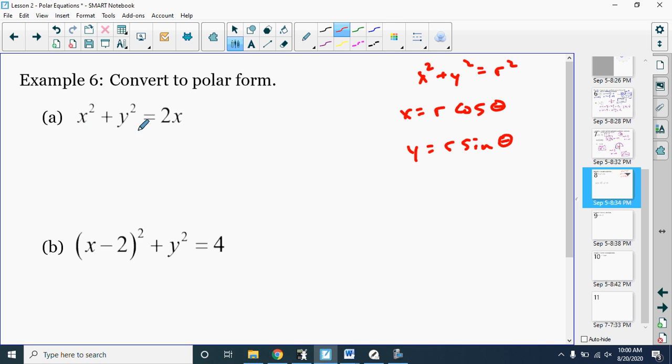So here I've got x squared plus y squared. By far the easiest thing to do is just replace that with r squared. And here I've got 2x, so 2 times this. And then we want to solve for r. By far the easiest thing to do, I can divide both sides by r. r equals 2 cosine theta.